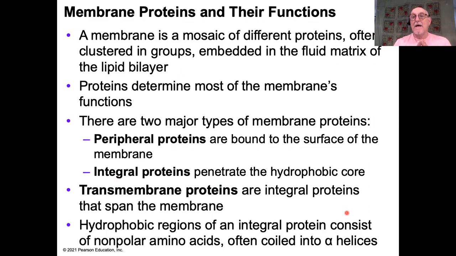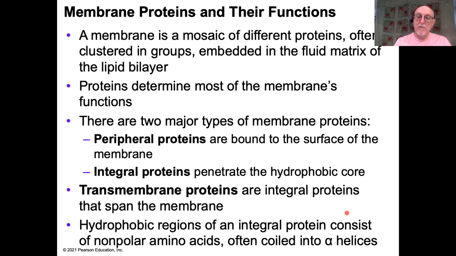Now we need to spend a little bit of time talking about membrane proteins and their different functions. I've explained to you that peripheral proteins are associated with and bound to the surface of the membrane. Integral proteins have some part of them embedded in the hydrophobic area of the membrane, as well as being in the aqueous. And they may span the entire membrane. If they do span the membrane, they are called transmembrane proteins. And these are integral proteins that go from one side to the other.